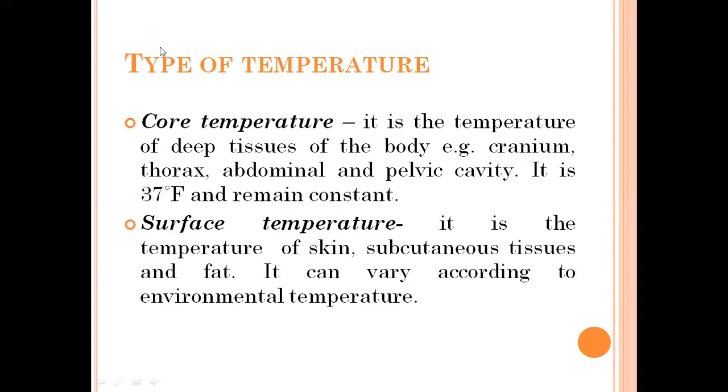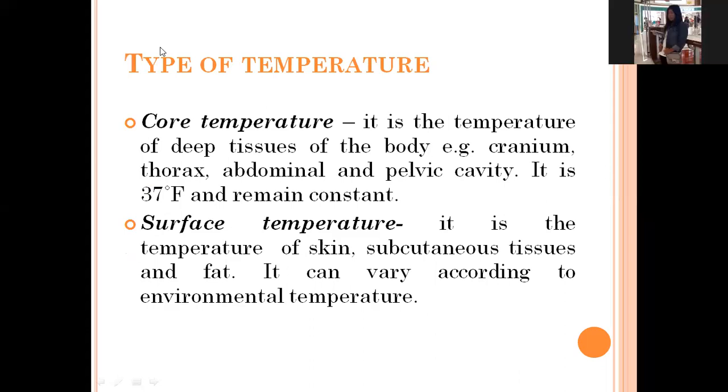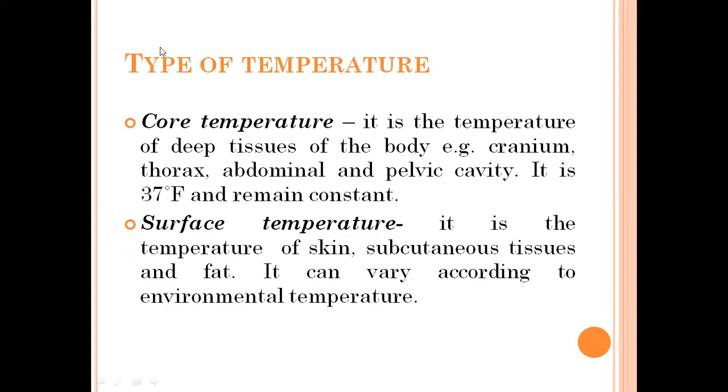So what are the types of temperature? There are two types of temperature: core temperature and surface temperature. Core temperature is the temperature of the deep tissue of the body. Example, your cranium, thorax, abdominal cavity, pelvic cavity. It is 37 degrees and it remains constant.